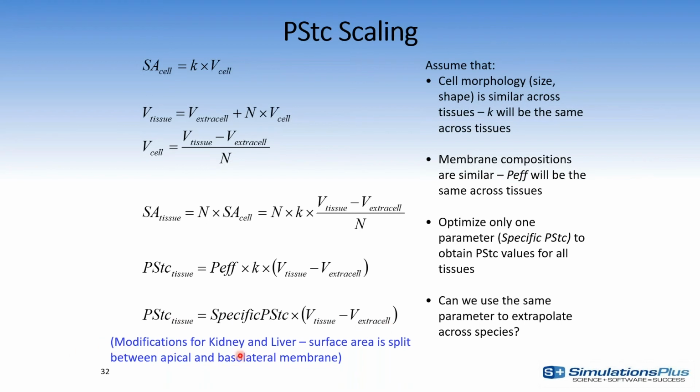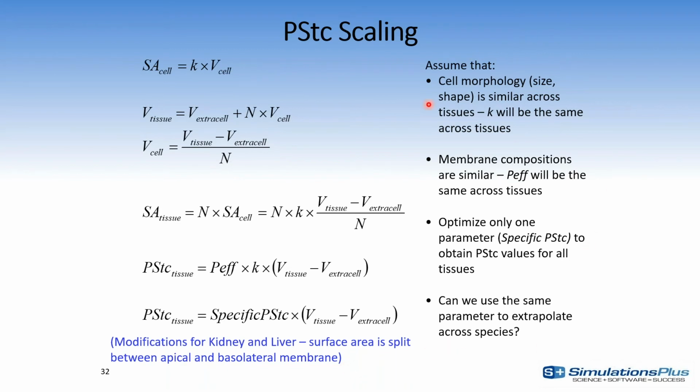There are some modifications for the kidney and liver because the surface area is going to split between the apical and basolateral membrane. For the kidney tissue, we just assume that the split is a 1-to-1 ratio. For liver, we're just going to assume a 1-to-2 ratio between the apical and basolateral membrane surfaces.